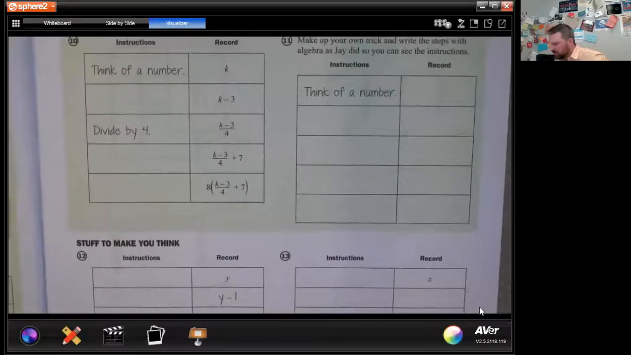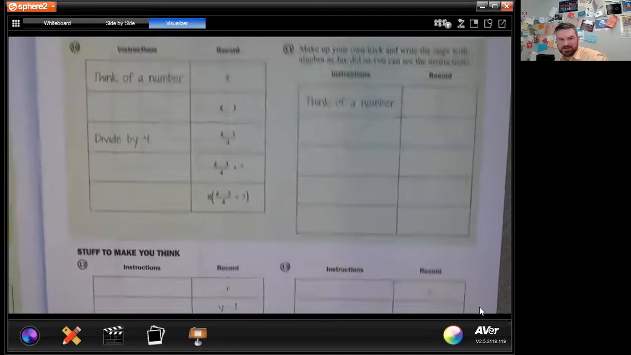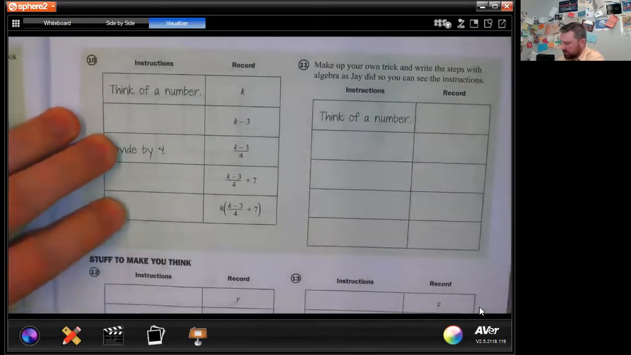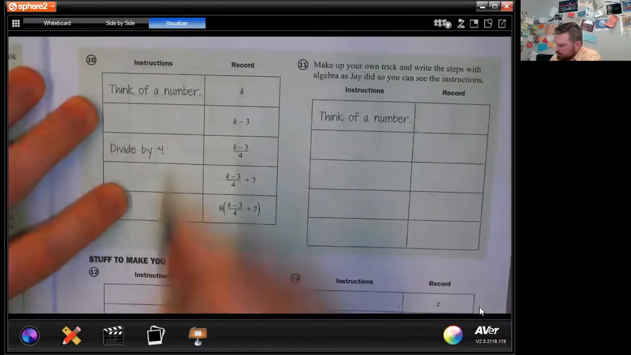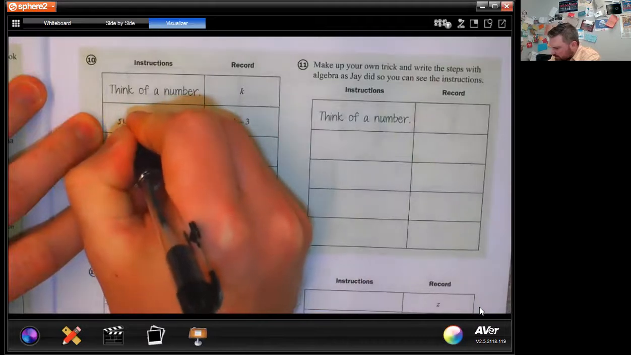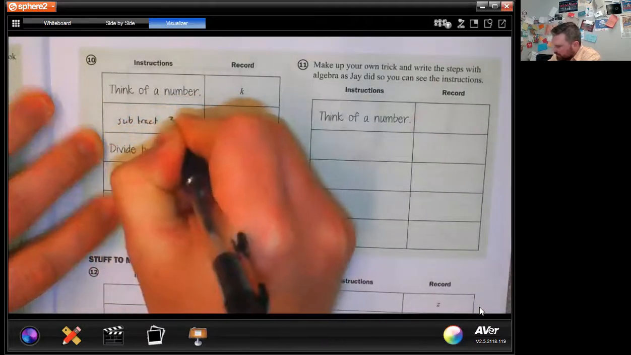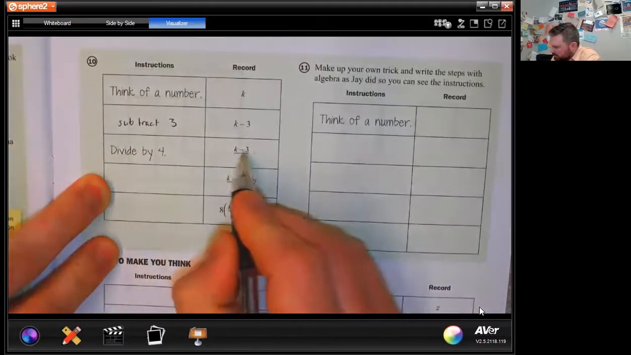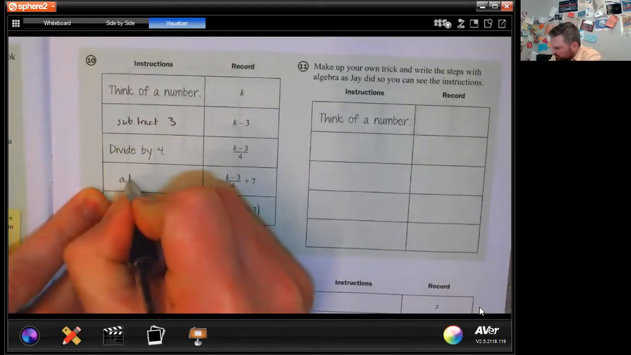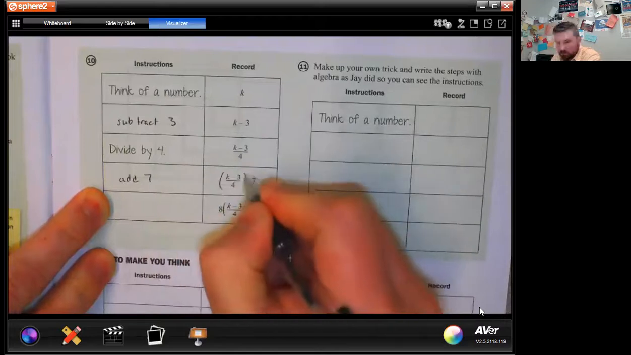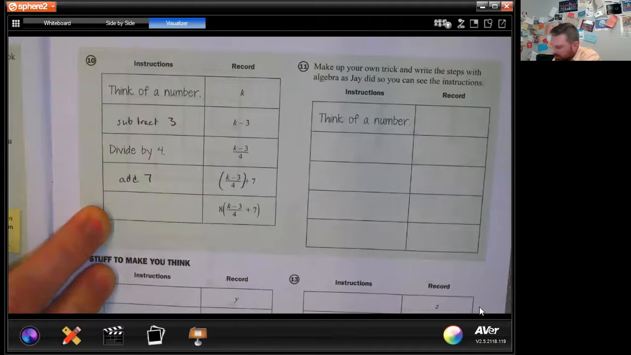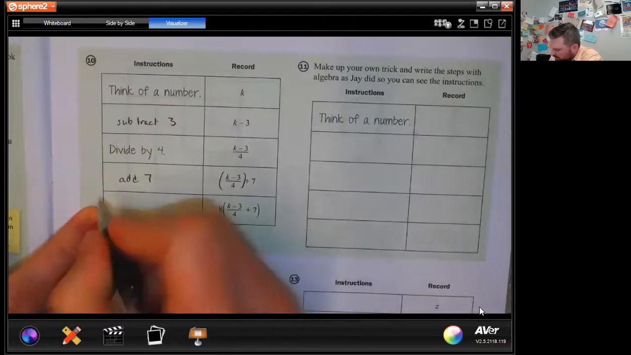Okay, and on page 15, we're only going to do questions 10 and 11 in this lesson, and then we'll continue the rest in the next lesson. So think of a number k. They took k minus 3, so subtract 3, and then divided by 4, k minus 3 over 4. Then they added 7 to that whole thing. Sometimes they may put this whole thing in parentheses there. Okay, and then they took that whole answer and multiplied by 8.